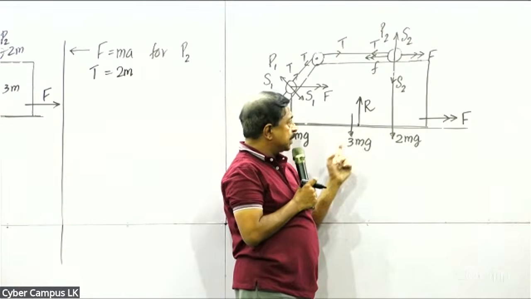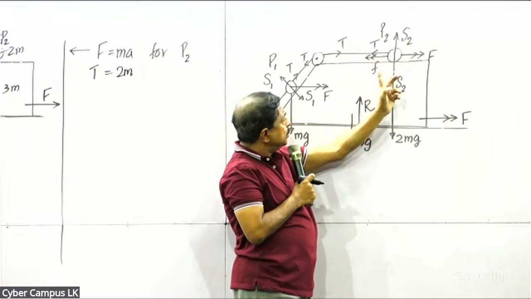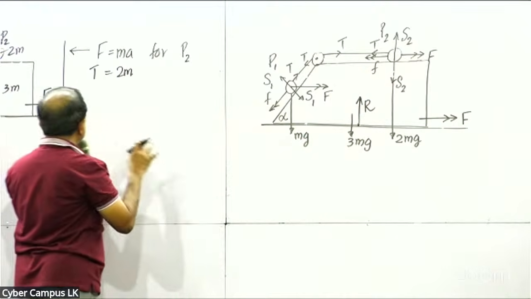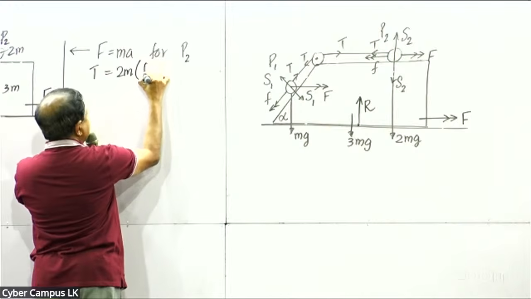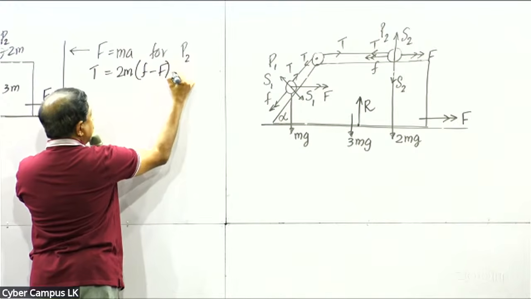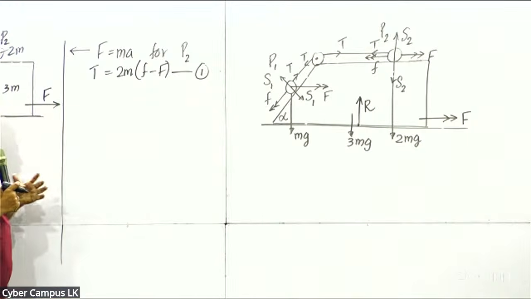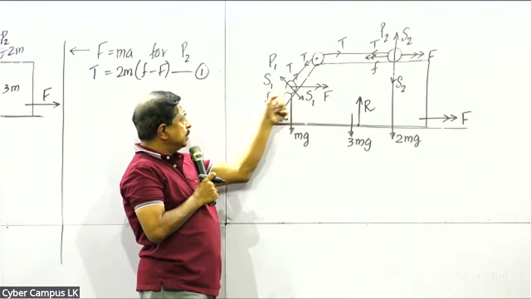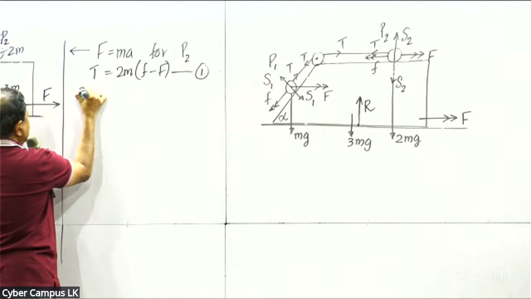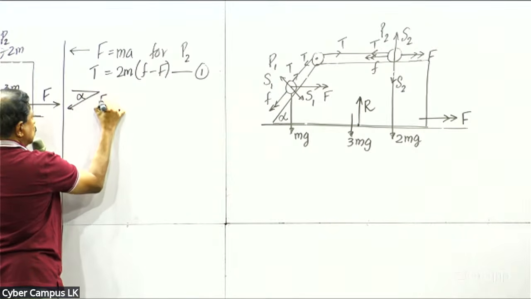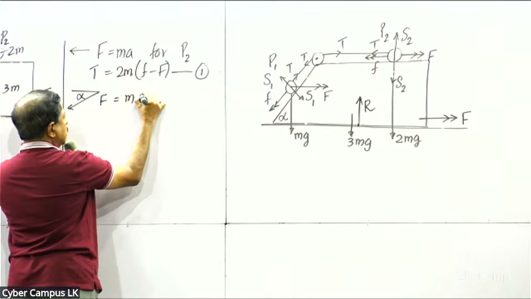Mass of the wedge is 3m. So what is the acceleration? Simple f minus capital F. Simple f minus capital F. I'll take this as equation 1. Now apply an equation for P1.